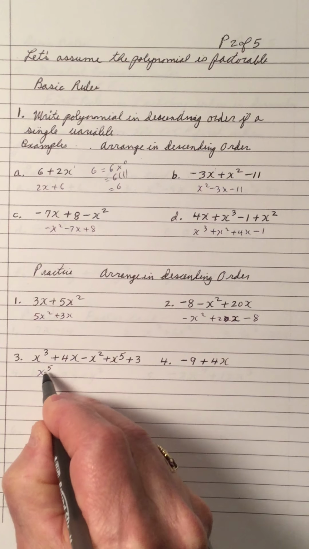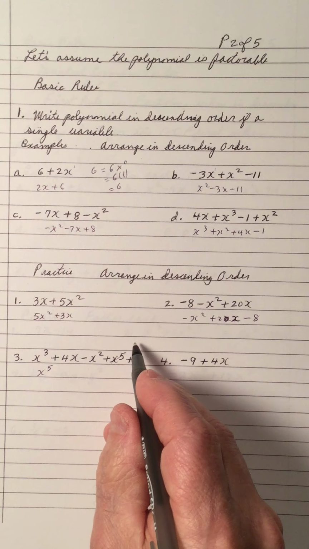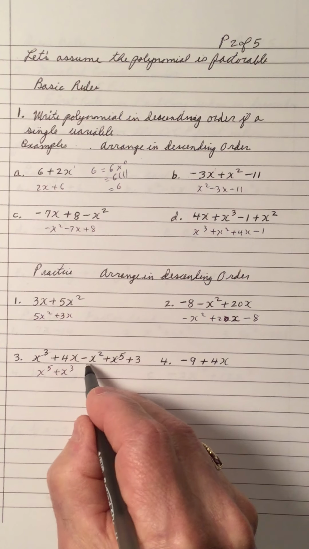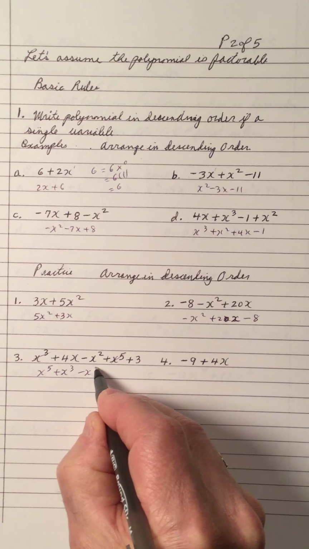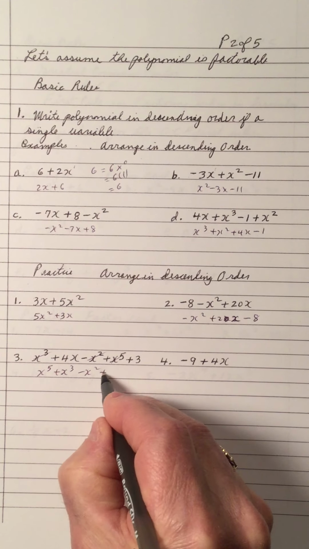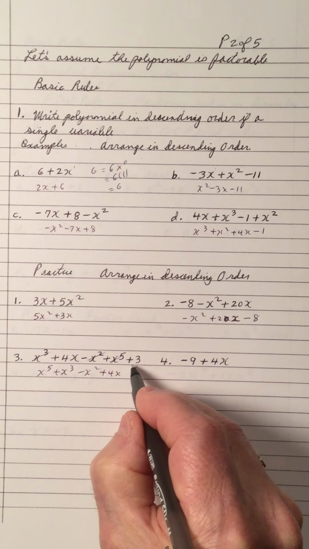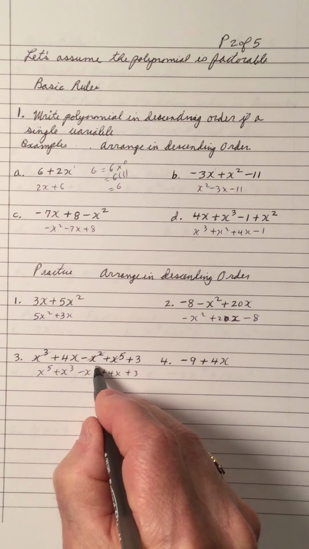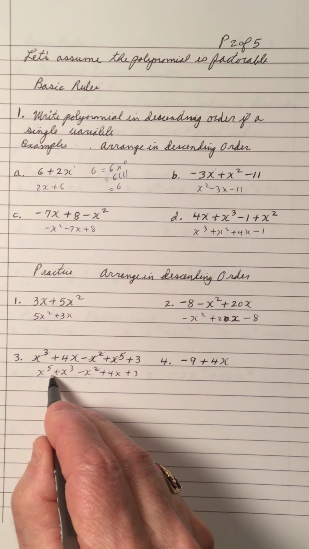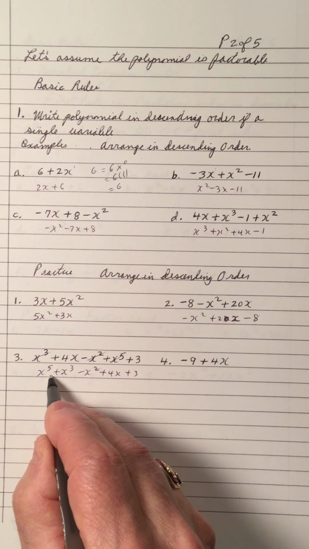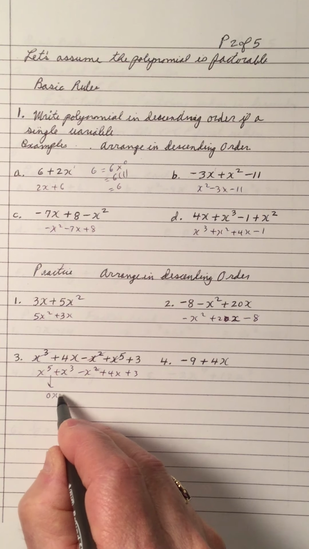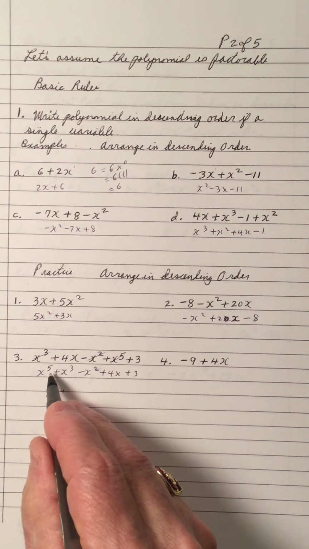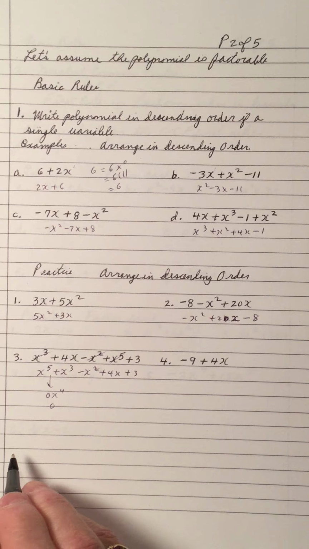Is x to the 5. Then that's done. Then we have a 3, so x cubed. Done. Then we have x squared, so it's a negative x squared. Done. Then we have a 4x. Done. Then we have a 3. So 5, 3, 2, 1, constant. Notice the x to the 4 is missing. So the x to the 4 is missing because this is 0x to the 4. And 0 times x to the 4 is just 0, so that's missing. Don't have to put it in.